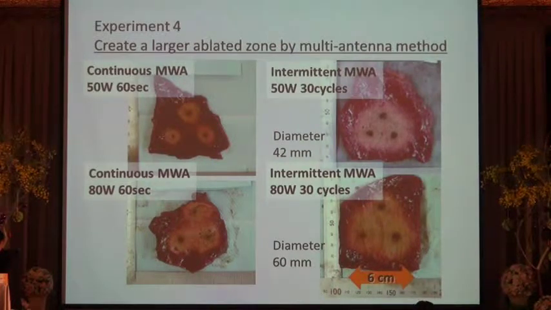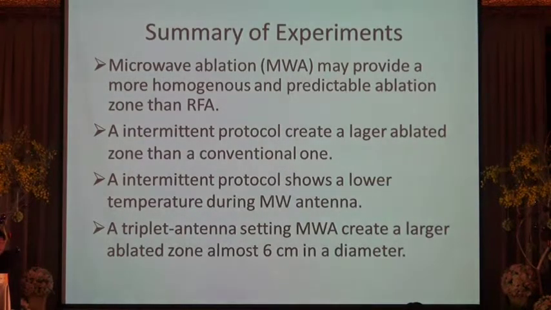And distance over antenna is 3 centimeter. So finally, my conclusion is intermittent protocol may create a larger ablation zone with a lower tissue temperature. And triplet antenna can make more larger ablation zone, almost 6 centimeter in one ablation within 8 minutes.